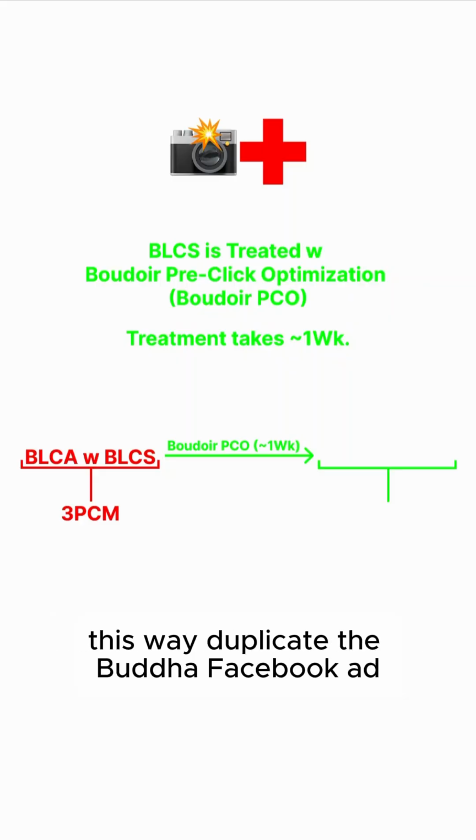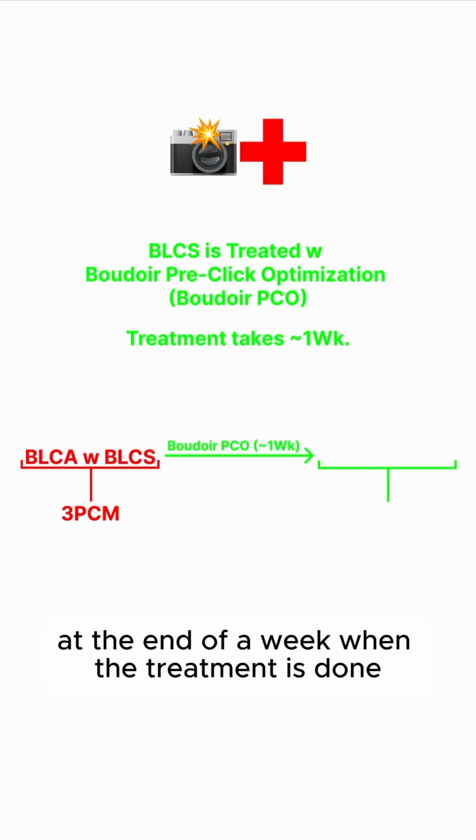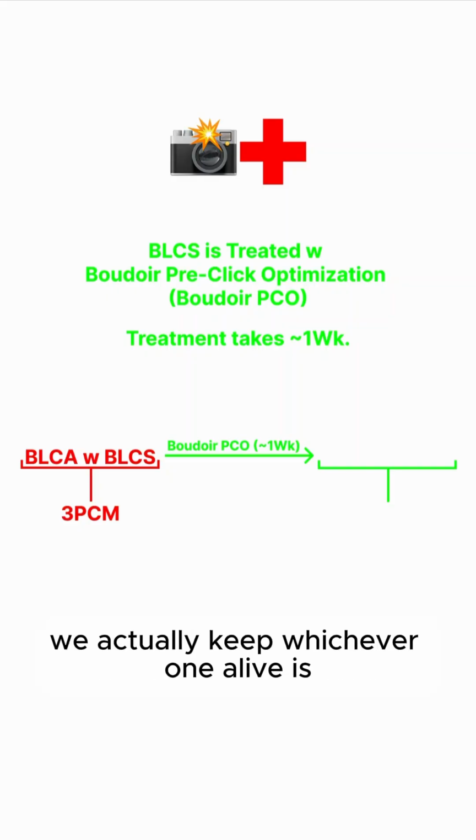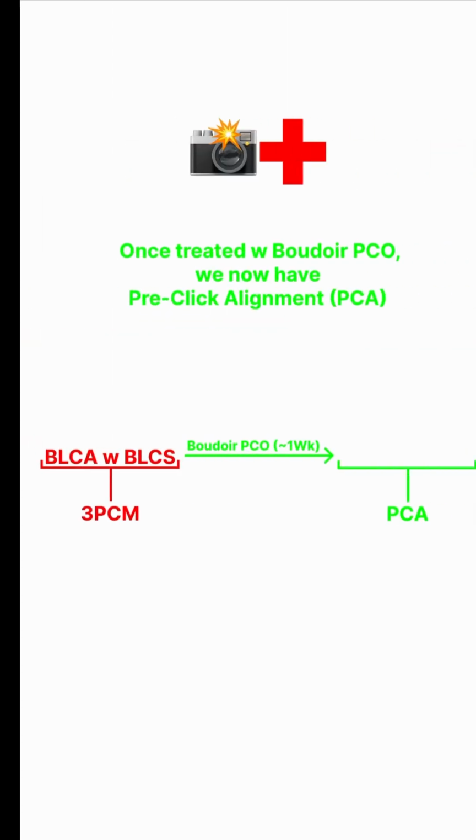This way we duplicate the Boudoir Facebook ad, leave the original ad as it is. We treat the duplicated one, run it in parallel. And at the end of a week, when the treatment is done, we keep whichever one is producing the best results or has the best metrics alive.